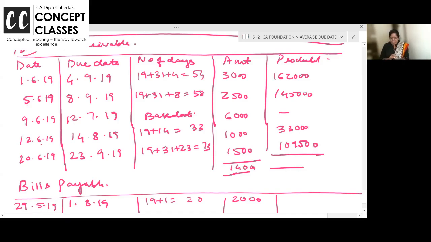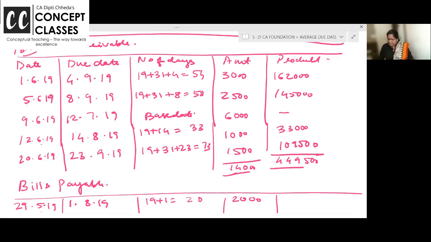14,000. Here 162 plus 145 plus 33,000 plus 109500 is 449,500. Is this clear to all of you?